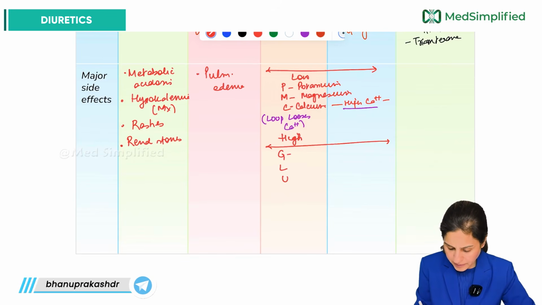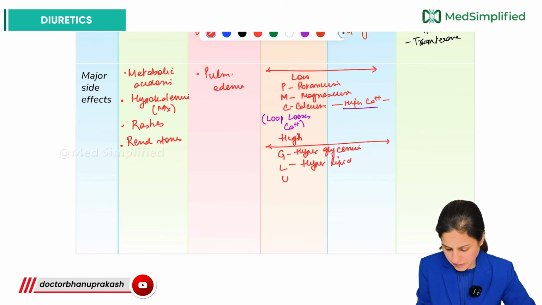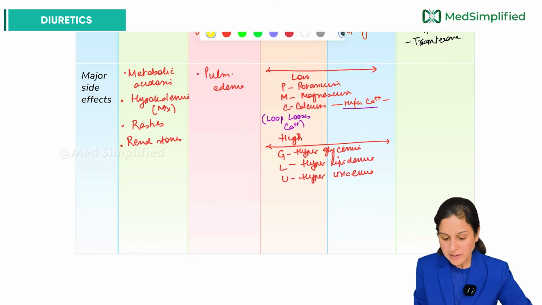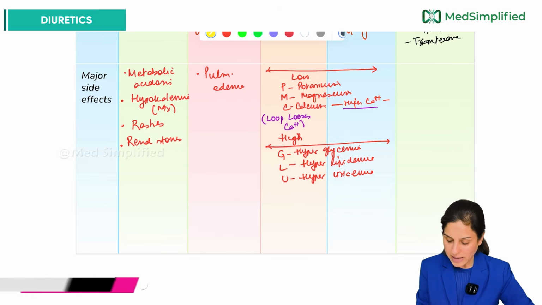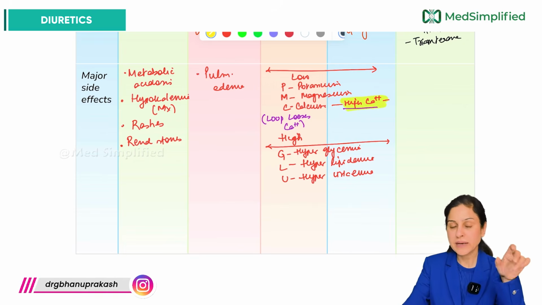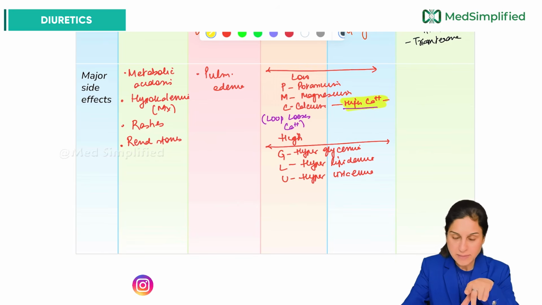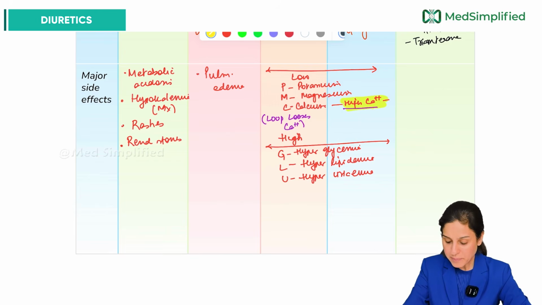High glue means hyperglycemia, hyperlipidemia, hyperuricemia, high uric acid. Right? So these are the important drawbacks. Only please remember that this is the difference between thiazides and loop diuretics, that the loop diuretics are going to cause hypocalcemia while the thiazides are going to cause hypercalcemia.